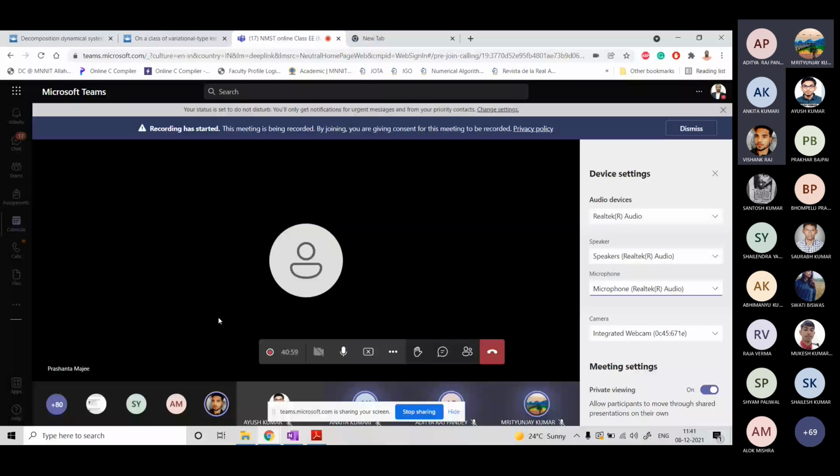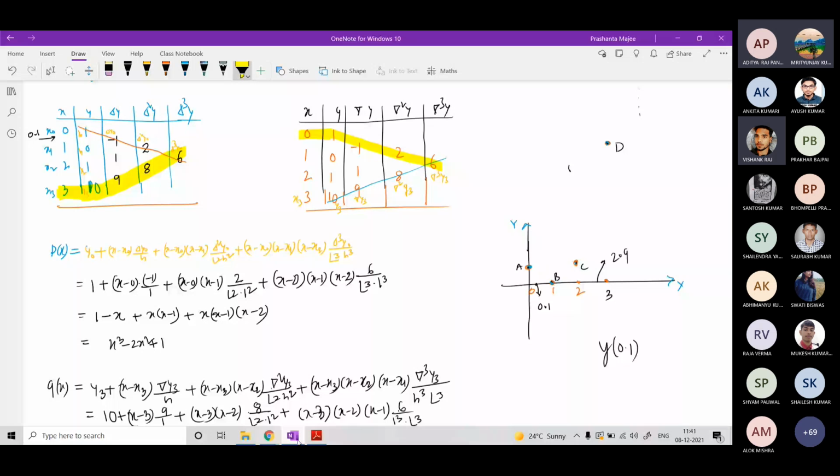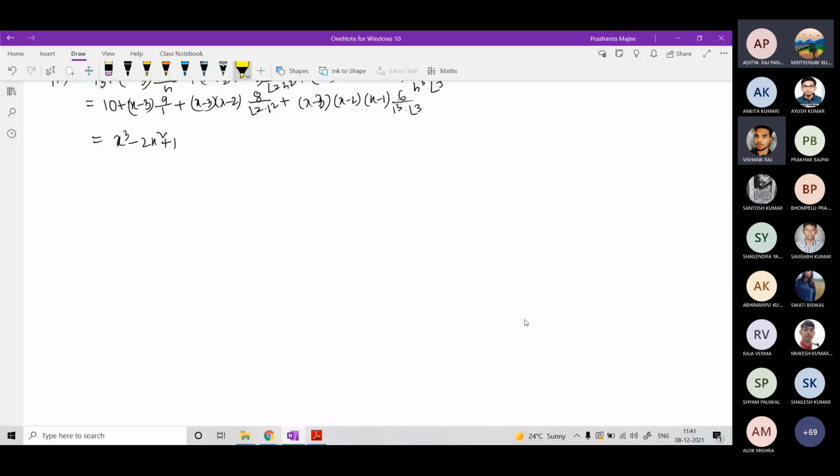Okay. So that is how Newton's forward difference formula and Newton's backward difference formula are used to find the interpolating polynomial. So you understand why this concept is there. Suppose 100 data points are there. Let me plot a few of those data points.